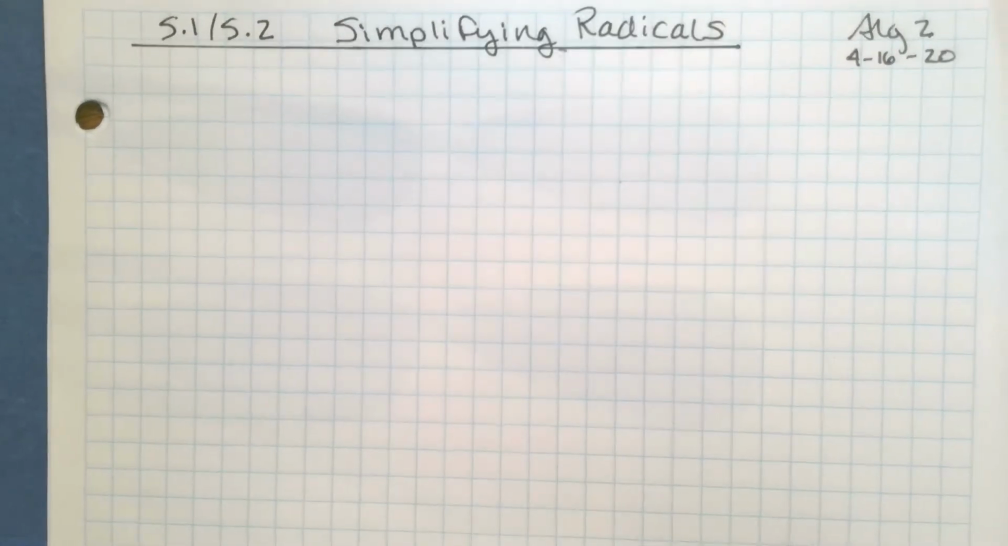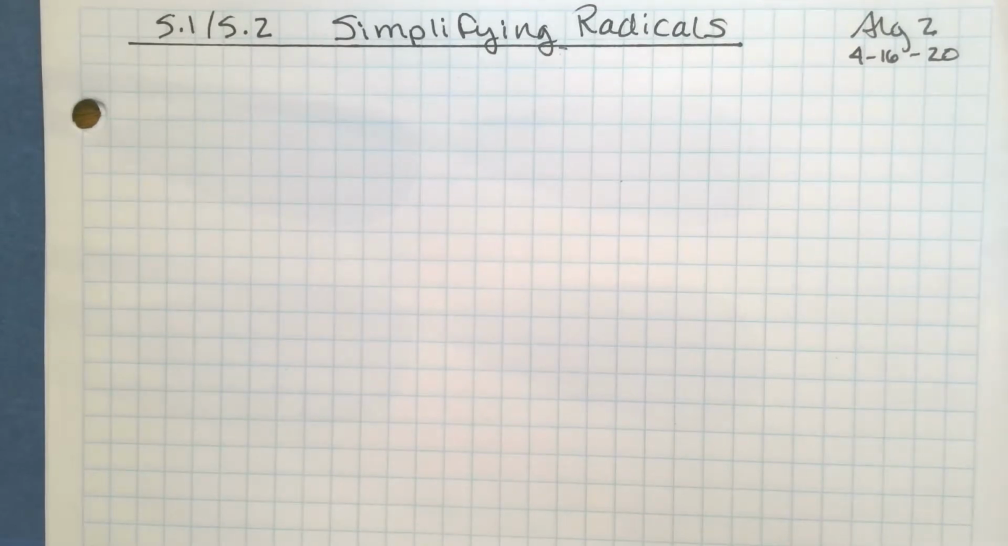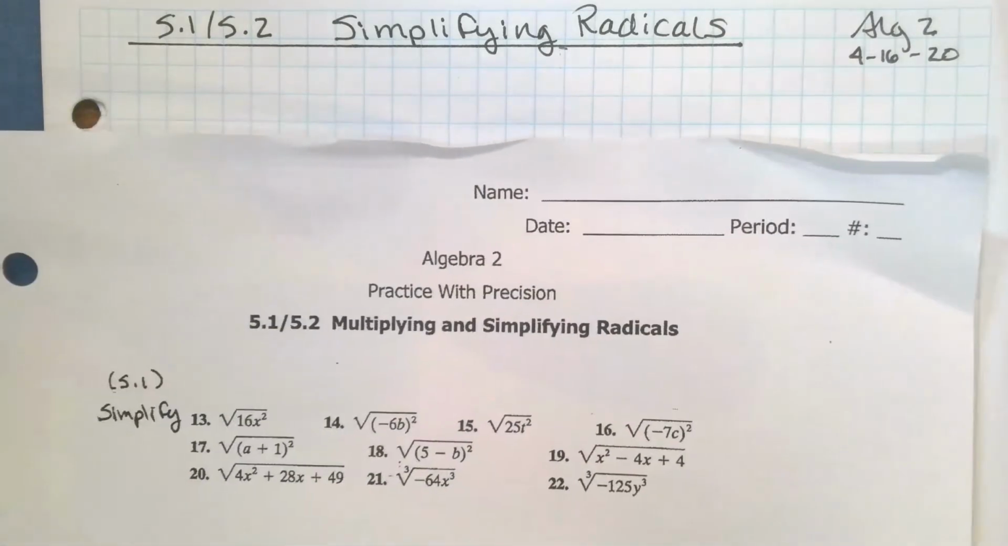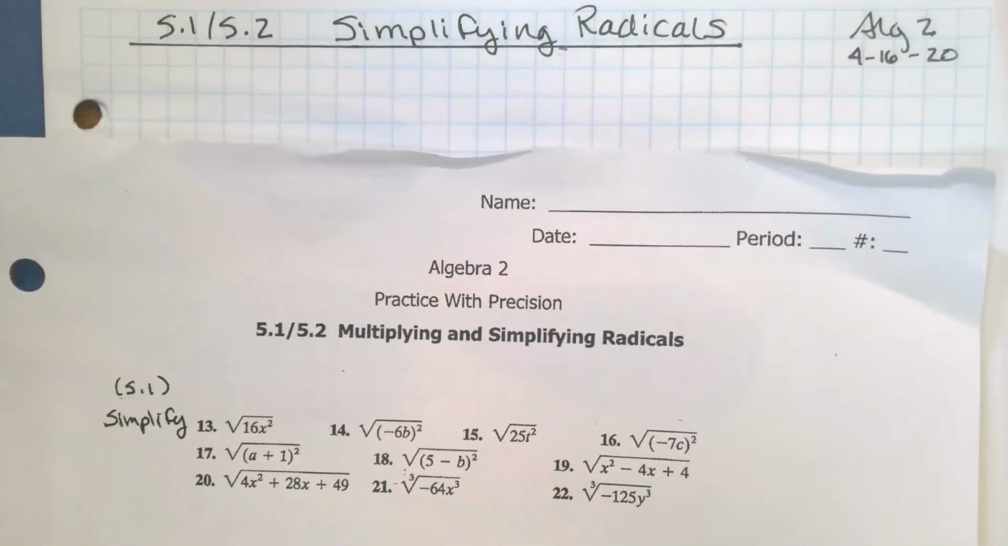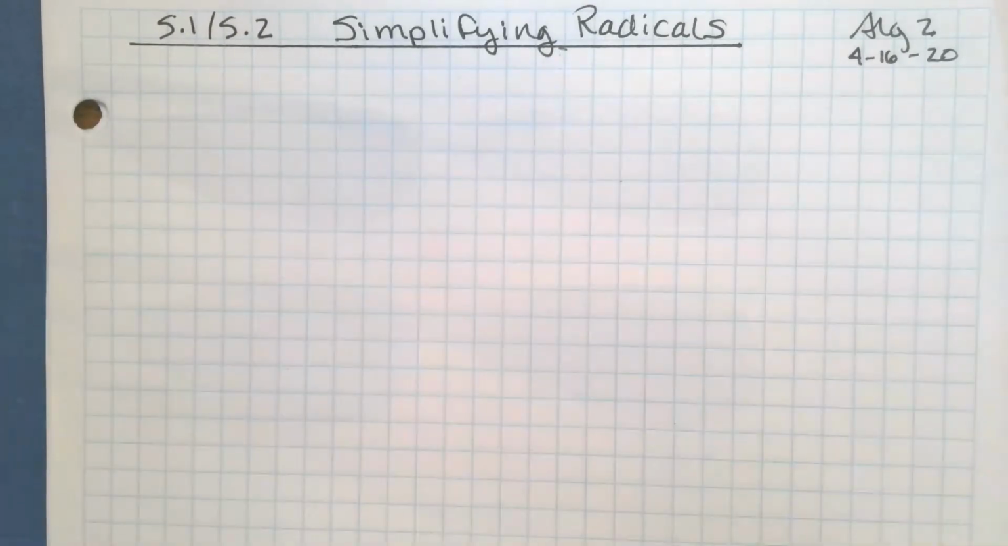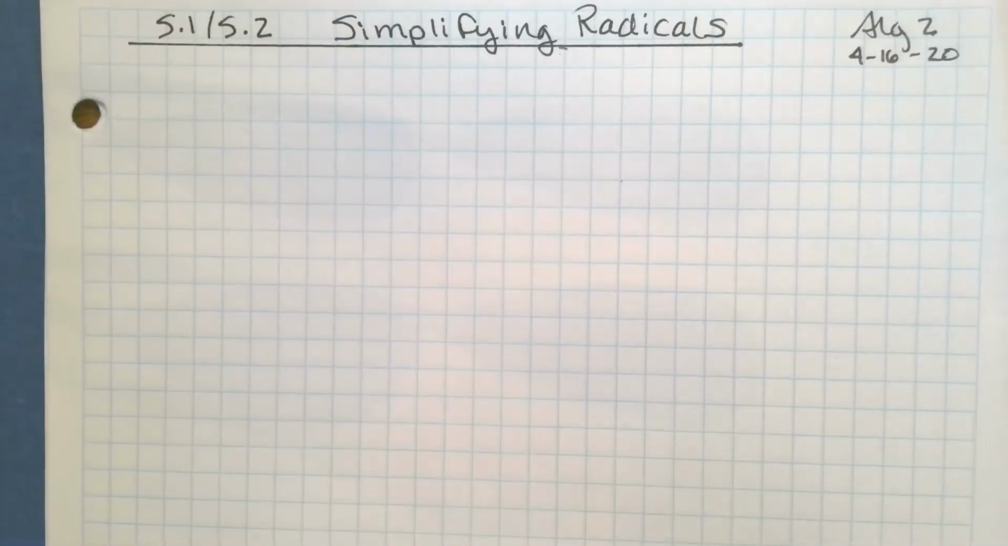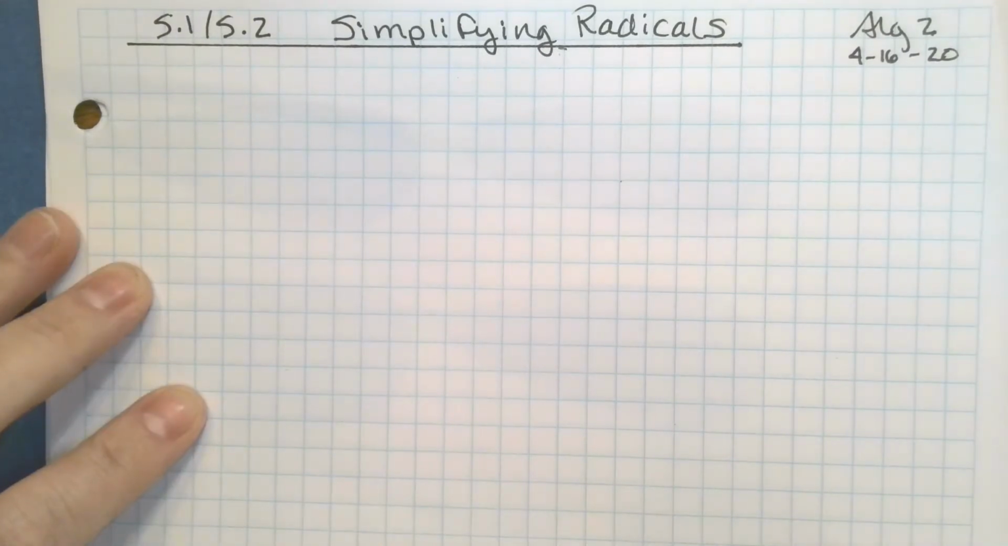Hello, these are notes for Algebra 2, Chapter 5, which is our chapter with radicals in it. These notes go with multiplying and simplifying radicals. We'll be getting a lot of practice on radicals throughout the chapter, but I wanted to go over the basic rules with you that hopefully you're already somewhat familiar with.